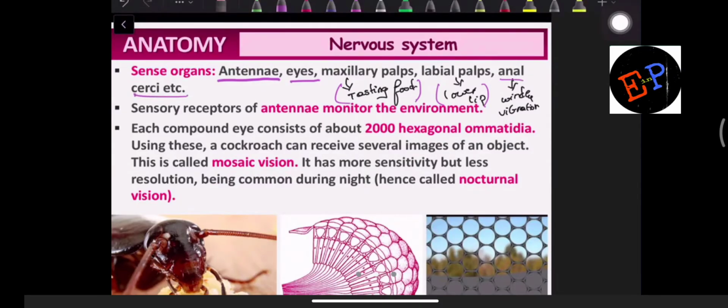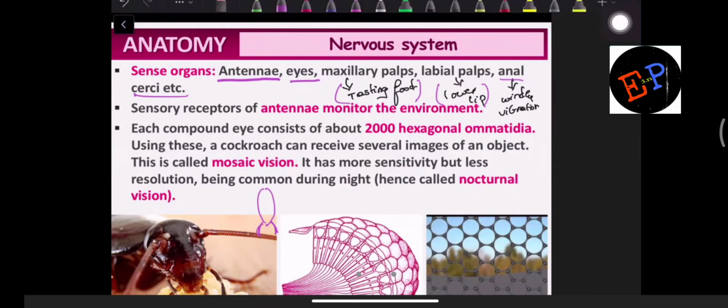So previously we have studied the diagram of this cockroach. For example, if this is the body of the cockroach, here you can find this anal cerci. So what is the use of this anal cerci? We already studied it, tell me. It is written here, look. What is the function of anal cerci?